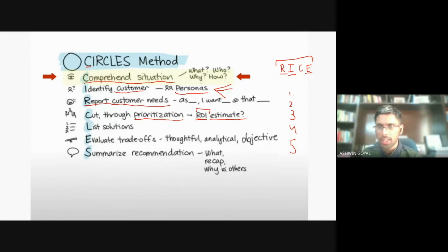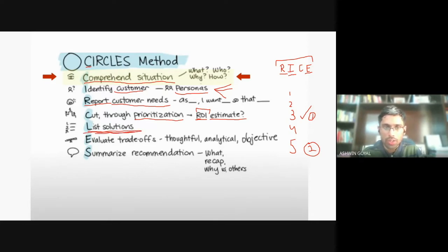Now I have prioritized. Let's say I'll be taking up the 3rd customer need first, and then the 5th customer need after that. So once I've prioritized this, I'll start listing down solutions. In order to solve that need, what should be the feature that I need to build, right? So in order to solve that problem of the customer, what should be the feature, or what should be the product that I need to build? All that comes under solutions.